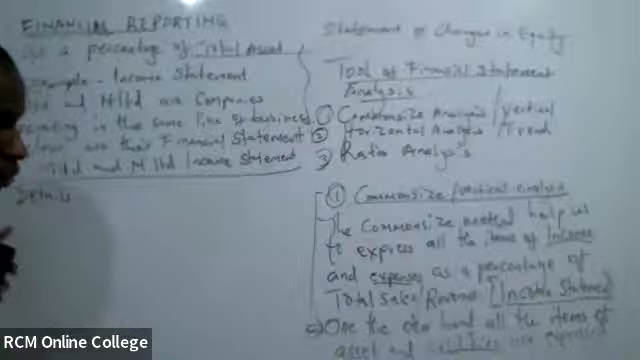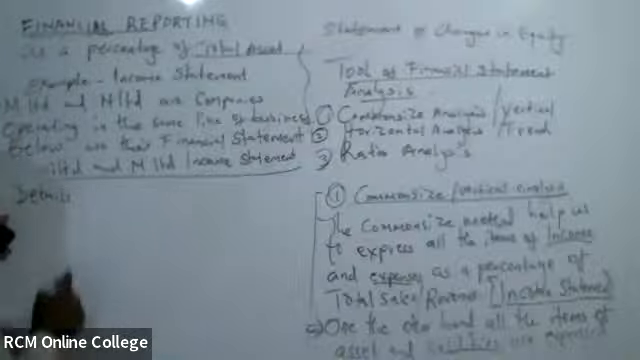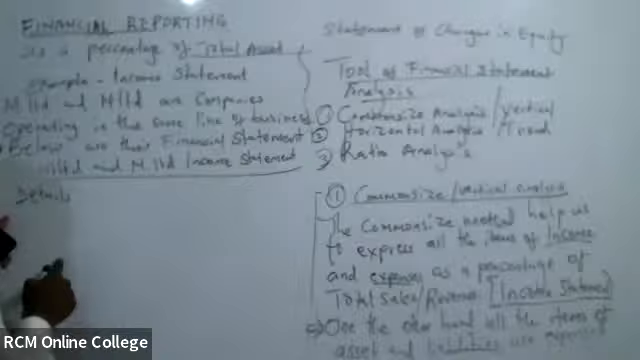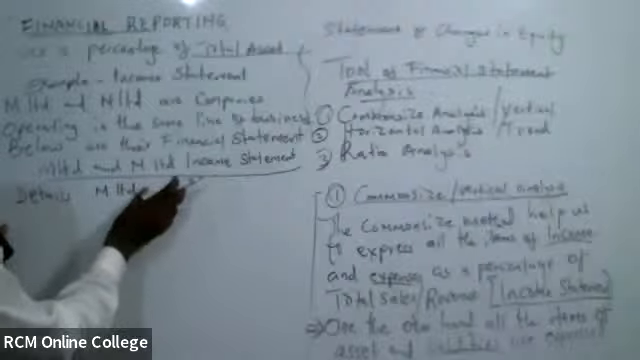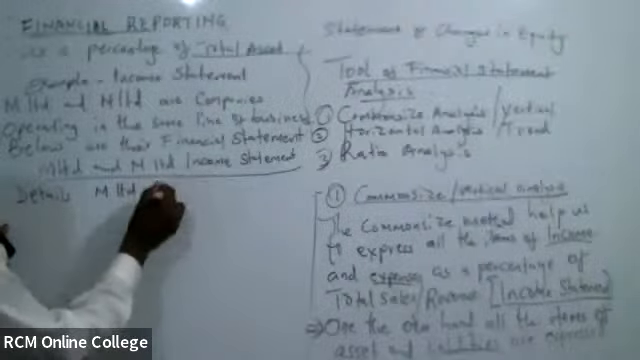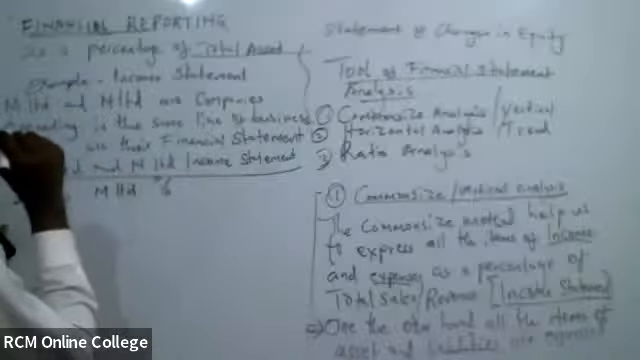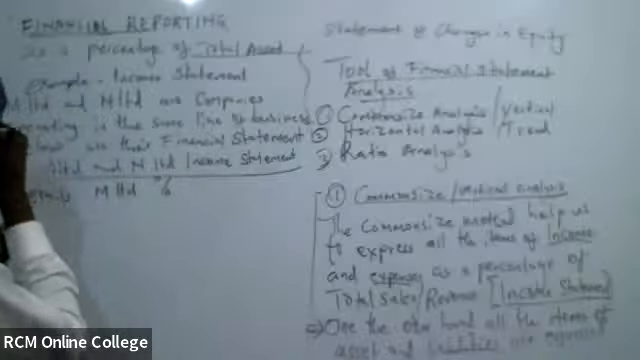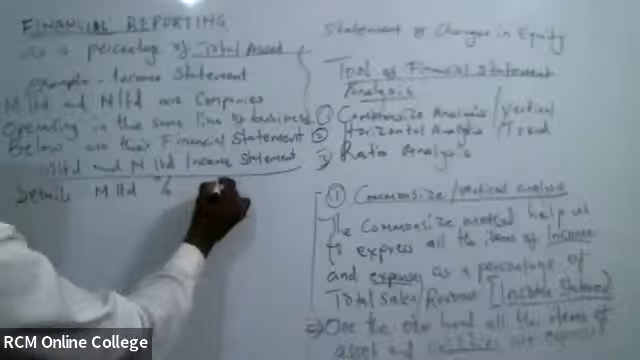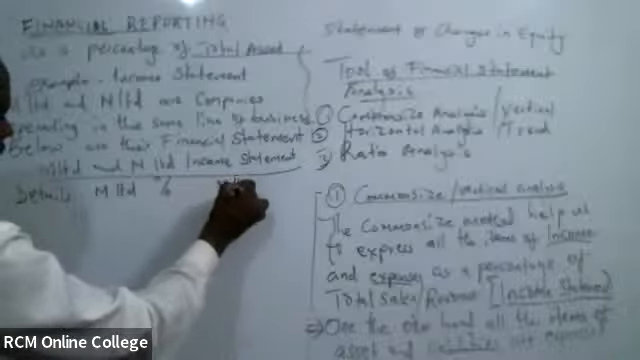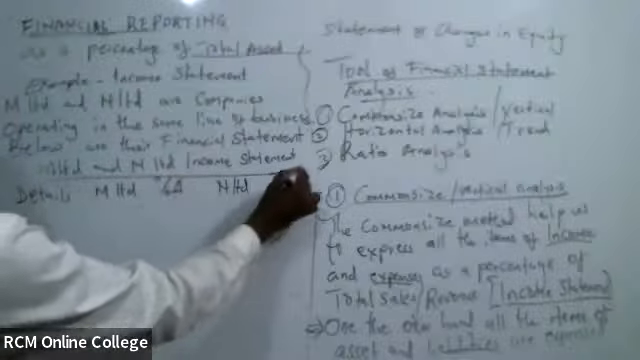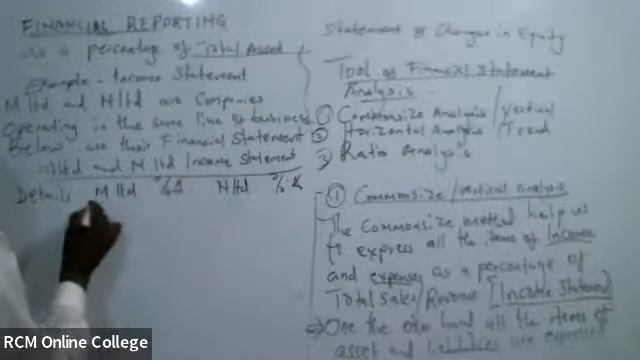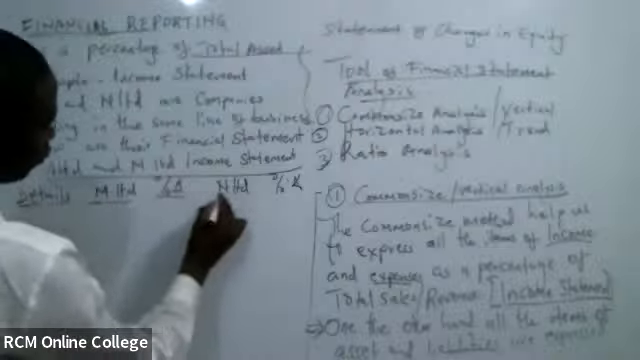So what I want you to do is to have this column for details. Then have M Limited. Then leave some space for the percentages. Then have the other, N Limited, and then the percentage change, because here we're just looking at the percentage change.